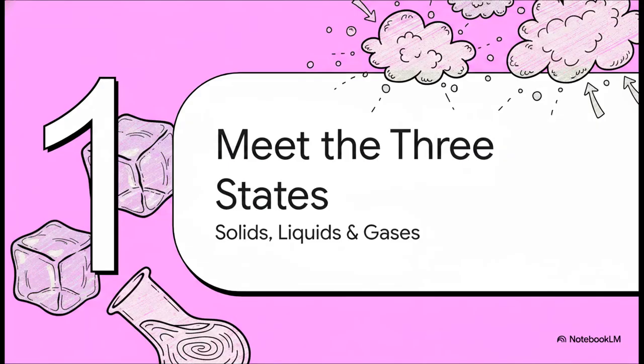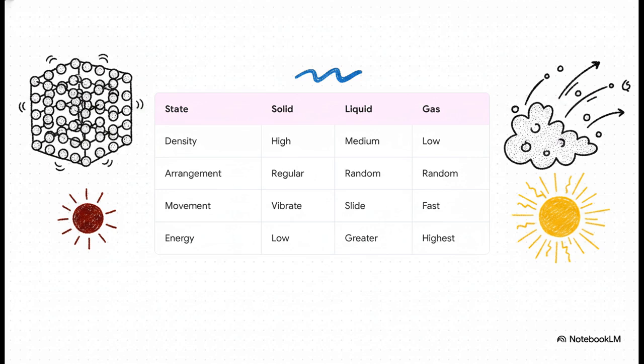Section 1. Meet the three states. Let's start with the macroscopic properties of the three states of matter that we actually interact with every single day: solids, liquids, and gases. So at a macro level, the differences are pretty clear-cut, right? Solids have a high density, their particles are packed in a really regular pattern, and they basically just vibrate in place with very low energy.